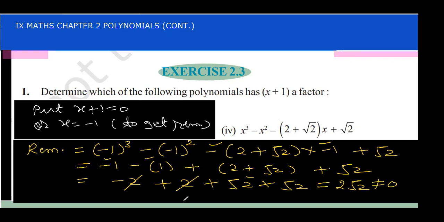Therefore, x plus 1 is not a factor of this polynomial. And this is the answer of this question. Remainder 0 होगा तो x plus 1 या जो whatever the polynomial is given, that divisor will be the factor, otherwise it will not be the factor of the given polynomial.